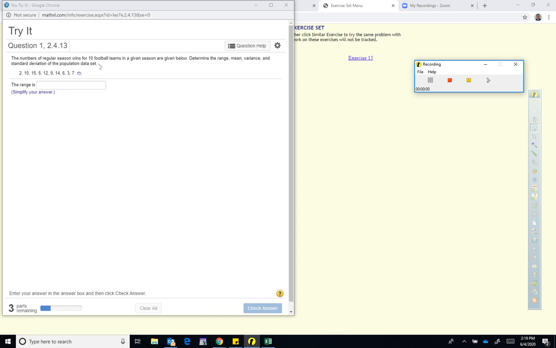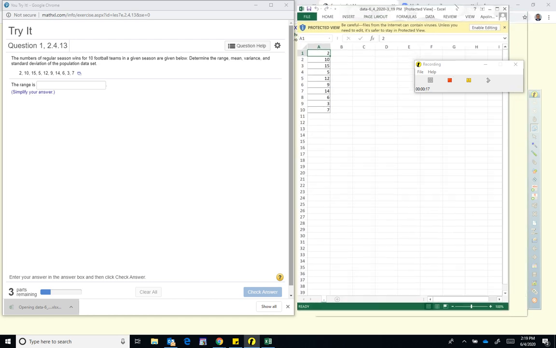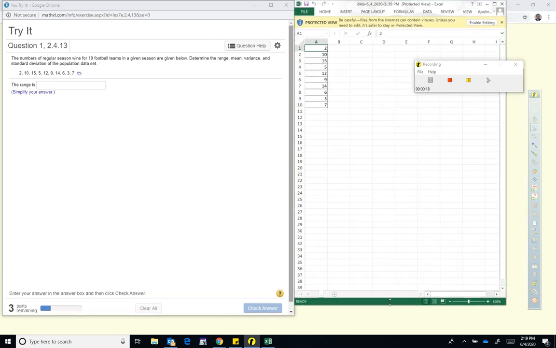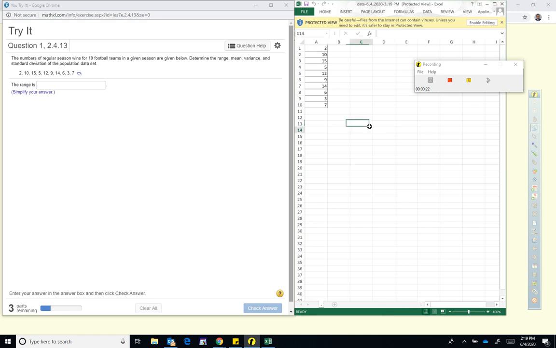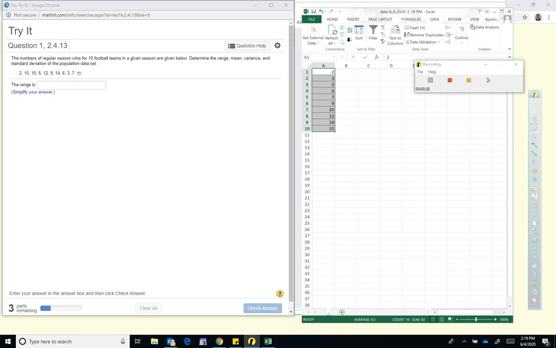Solve this problem is on section 2.4, exercise number 13. So first of all, I want to export this data into a spreadsheet. Here is the data. It's asking to find the range, so I will order the data from lowest to highest. So select the data, select here, and then order.